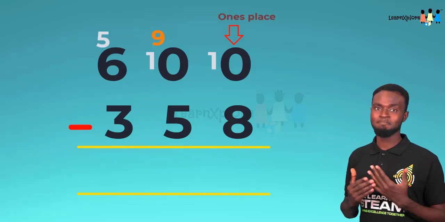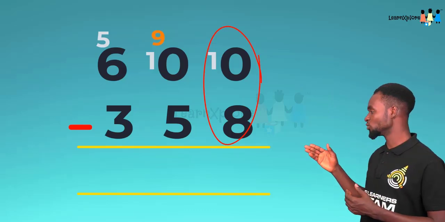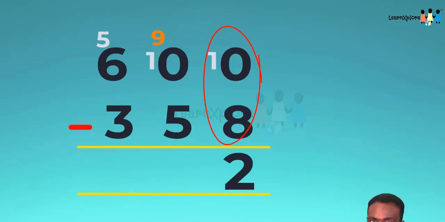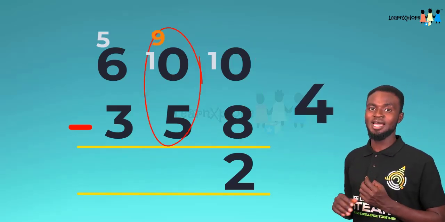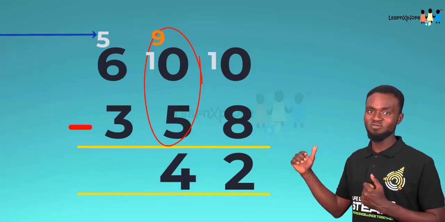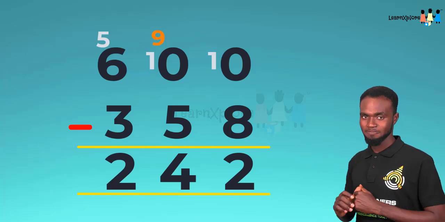Now you can subtract. 10 minus 8 will give us 2. Write the 2 in the ones place. Then you have 9 minus 5 is 4. And where you had 6 before is 5. So 5 minus 3 is 2. The answer is 242.